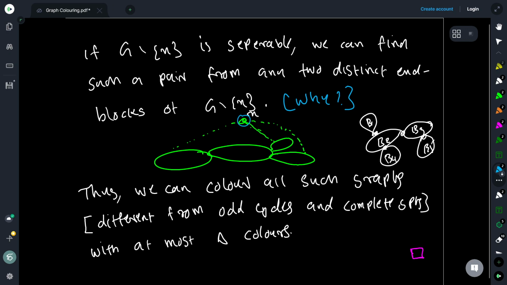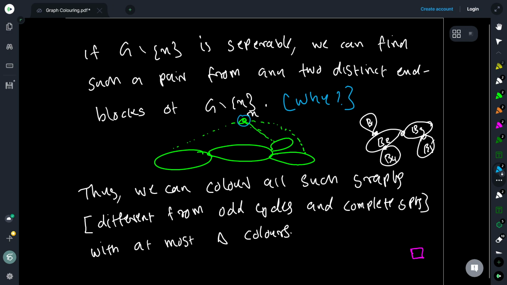So if you take a maximum length path, you will always end up in a block with one cut vertex. I think you can find a conversion. Maybe you need to think about it a little bit, but one can figure it out.